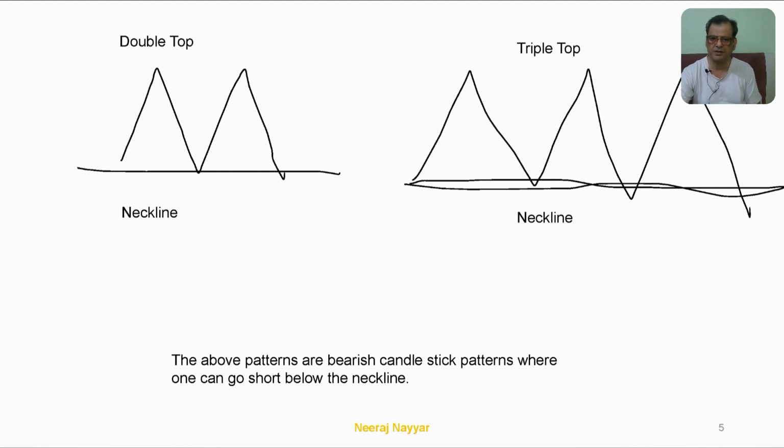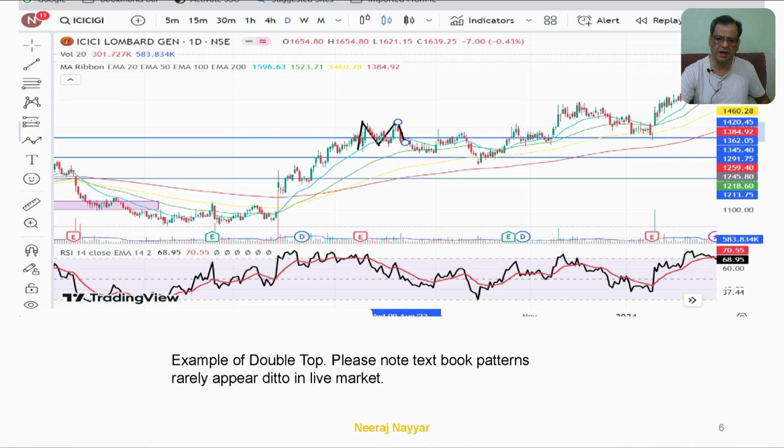Some live chart patterns displaying this. You have a double top here. This is an example of a double top. One thing very important to note is that chart patterns are rarely what you see in the textbook. Now this double top is also called an M pattern. Like people call the double bottom a W, this is the reverse of W, so it's an M pattern. People call it M.